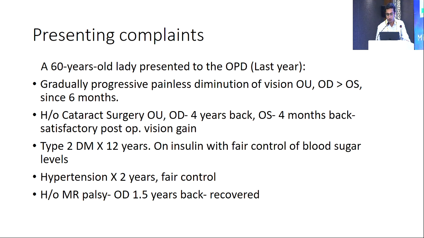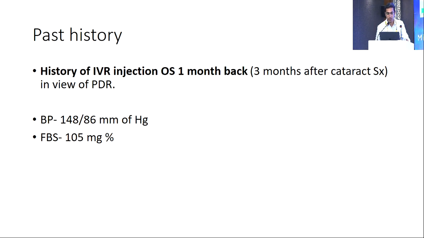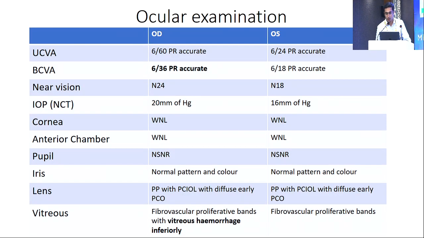She presented with gradual painless progressive diminution of vision in both her eyes, right more than left, for 6 months. She was pseudophakic in both eyes. She had a history of intravitreal ranibizumab injection in the left eye, which she had taken 1 month back for PDR with DME. Her presenting visual acuity in the right eye was 6/36.